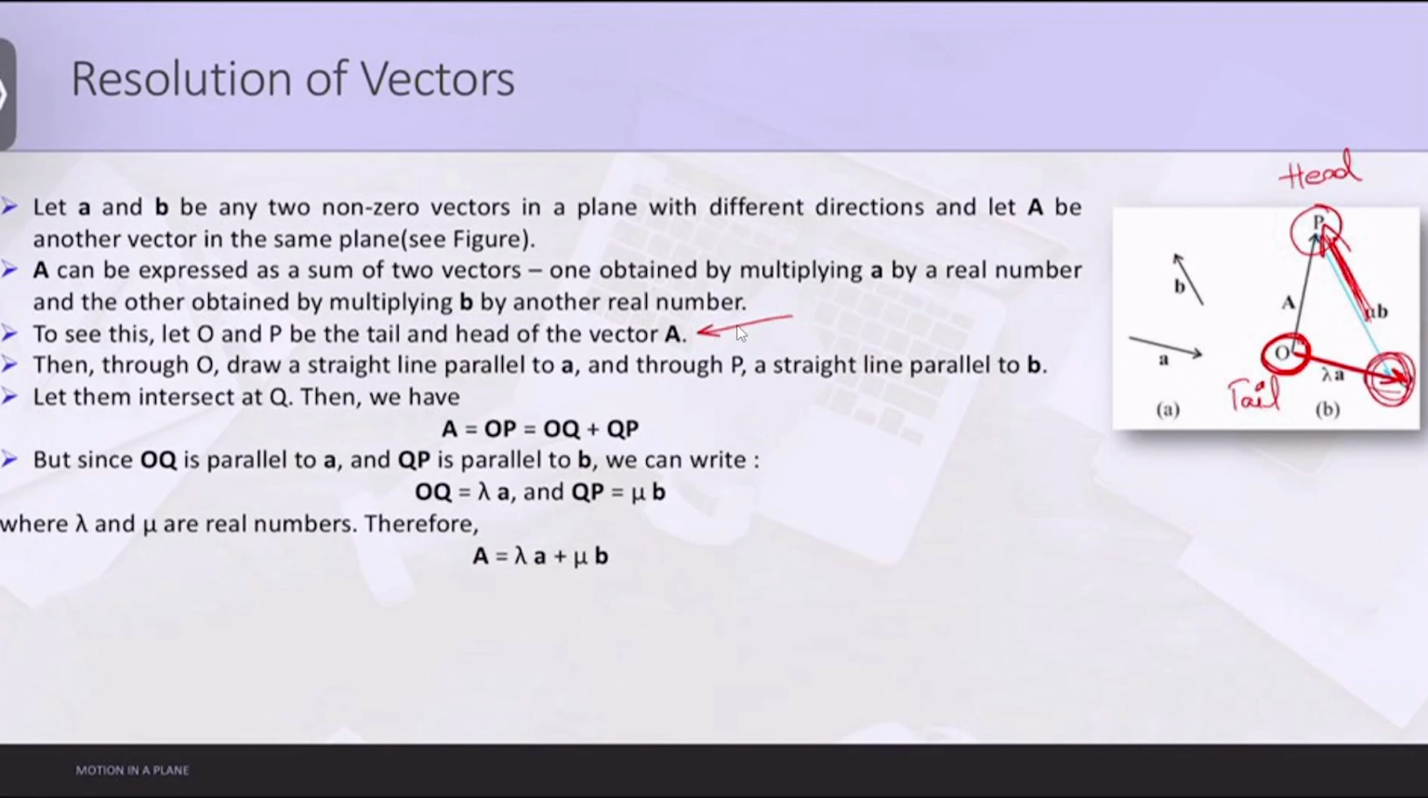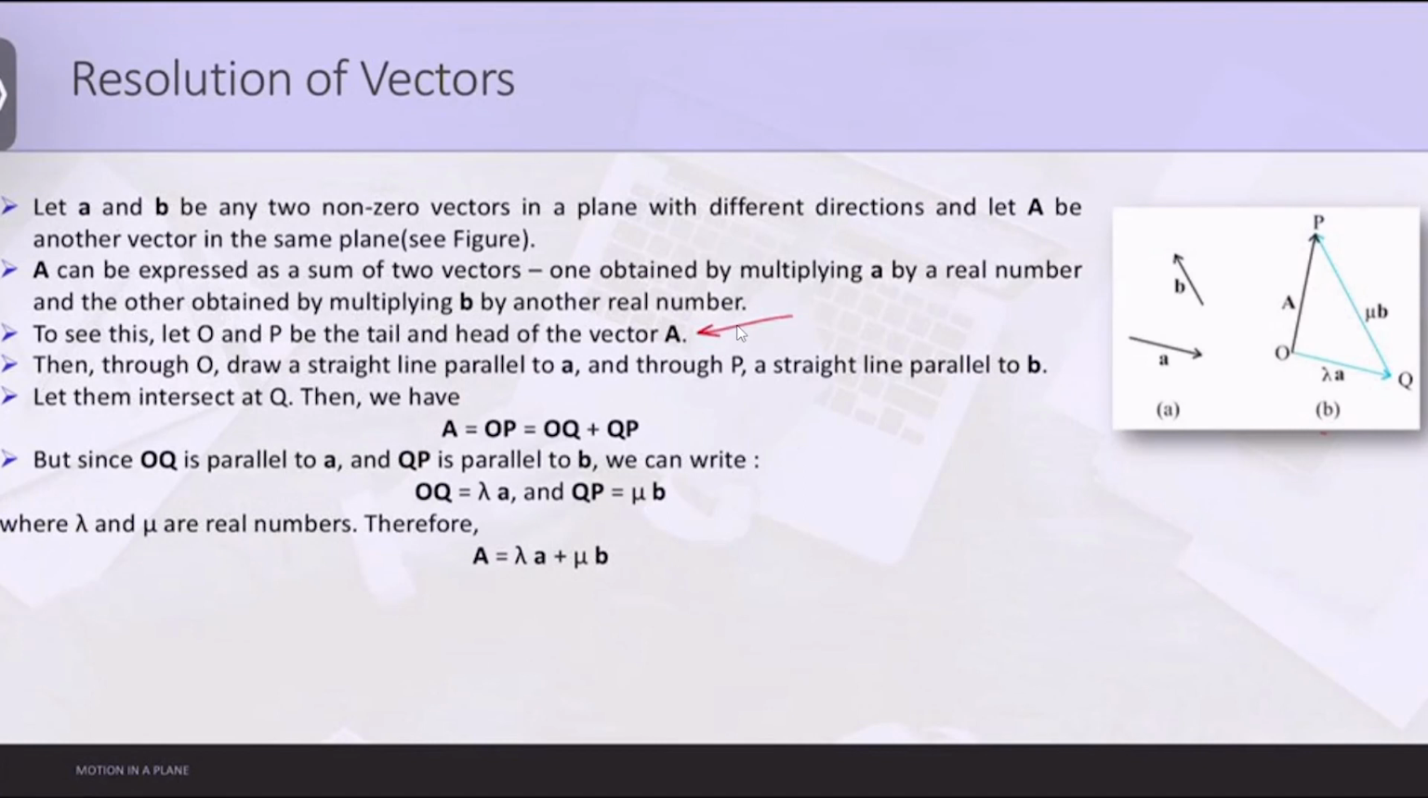Then we have a, which is equal to OP, which is nothing but OQ plus QP. This may be a little confusing here, so I will try to explain this again. Let us say this is some vector a. There was some vector small a which had this direction, and there was some vector b which had some direction like this.